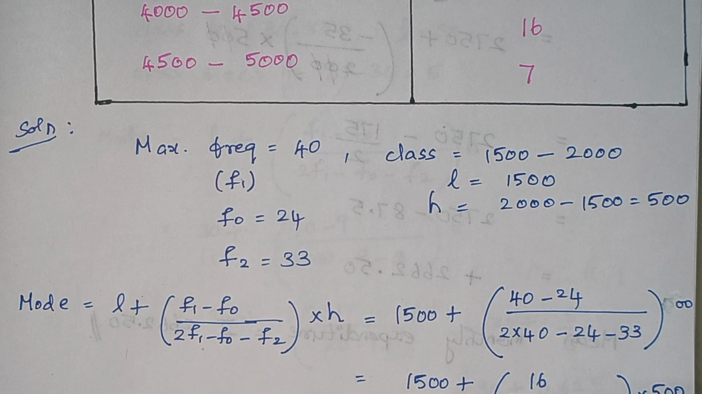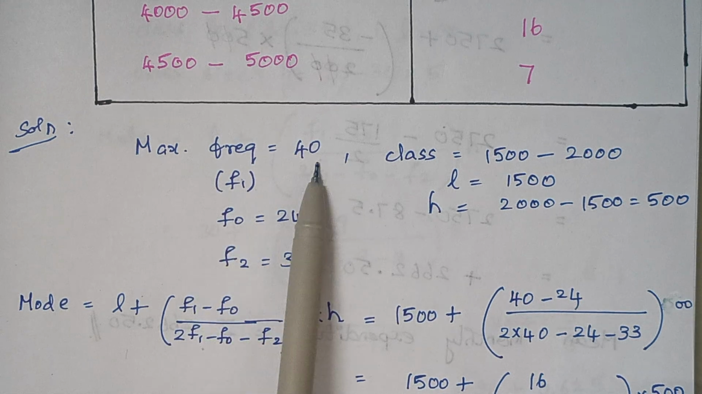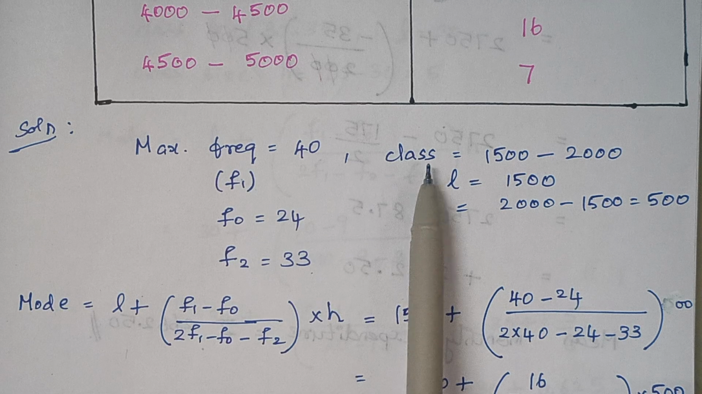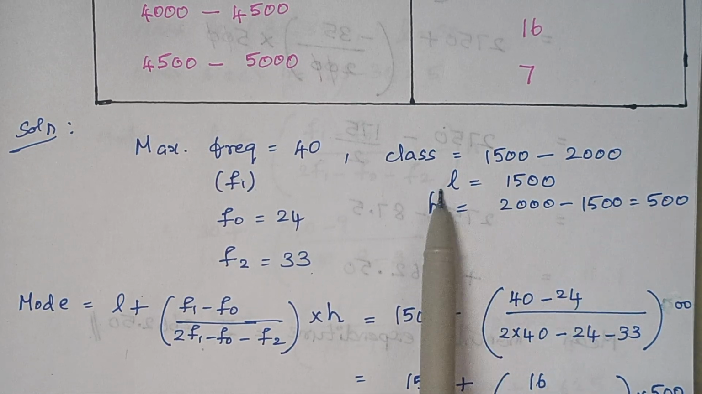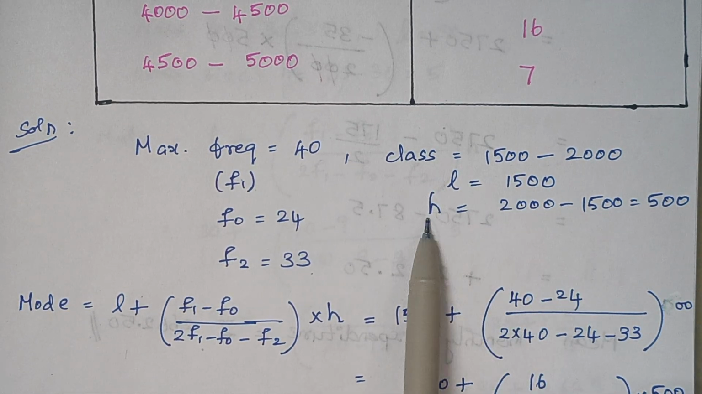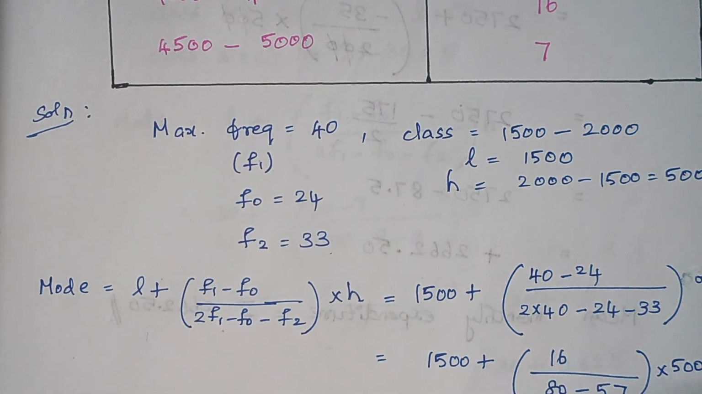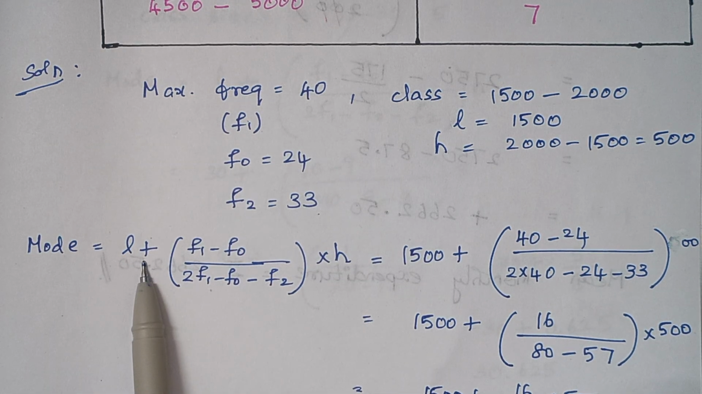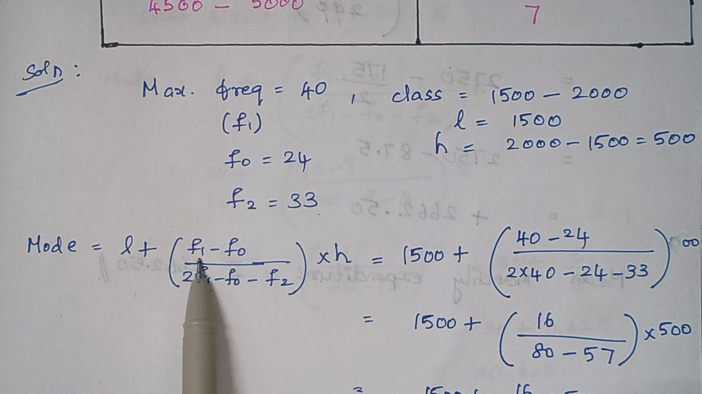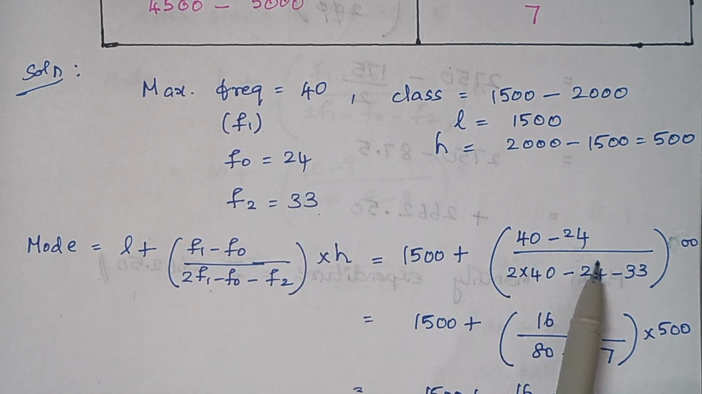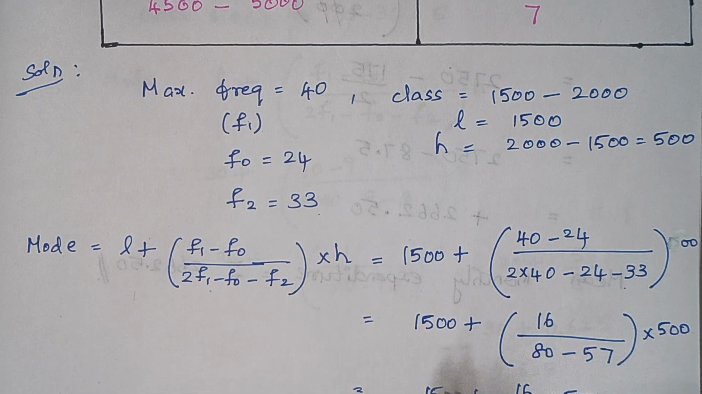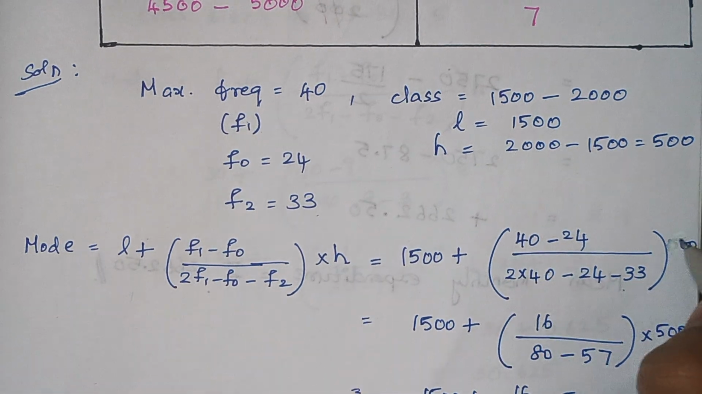So we can directly write the data and we can substitute in the formula. So maximum frequency is 40. Therefore F1 is 40, F0 is 24 and F2 is 33. And again the class is 1500 to 2000. So the lower limit L is 1500 and H is 500. Now just substitute these values in the formula. So here what happens, the value of L is 1500 plus F1 which is 40 minus 24, divided by again 2F1, so 2 times 40 minus 24 minus 33, multiplying H. What is the value of H? It is 500.